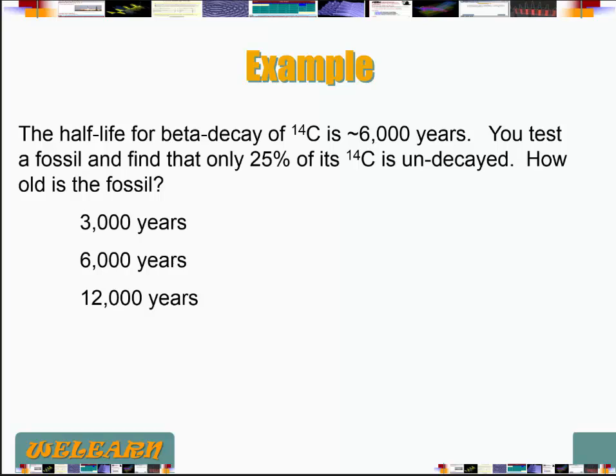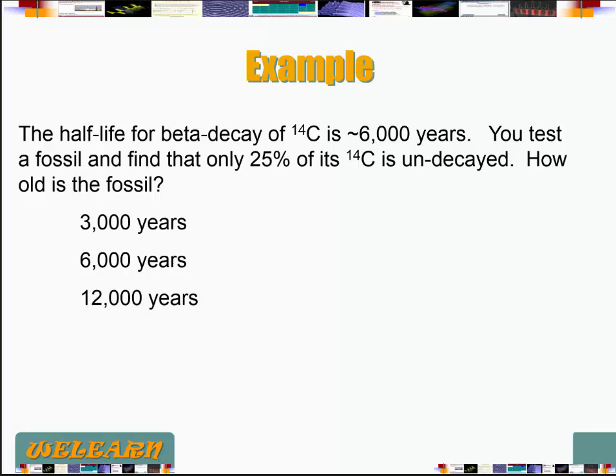Let's work a few examples. We are given here the half-life of beta decay of carbon-14 is 6,000 years, approximately. You test a fossil and find that only 25% of its original carbon-14 is undecayed. How old is the fossil?